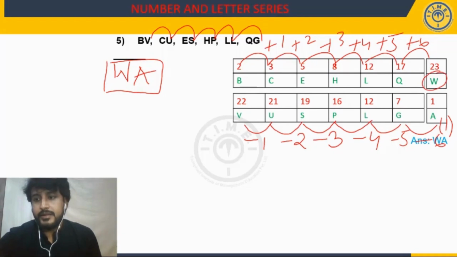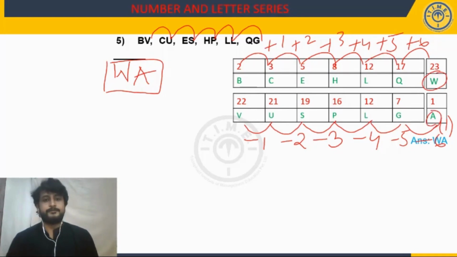W, A. And the logic is plus 1, plus 2, plus 3, plus 4, plus 5, plus 6 for the first set of letters. And for the second set of letters, minus 1, minus 2, minus 3, minus 4, minus 5. So here the group consists of two letters. If it is given with 3 letters or 4 letters, 5 or whatever it may be, the procedure will remain the same. Logic in the first letters, logic in the second letters, and logic in the third letters. Write the place values and check the difference or a little bit of product logic. That is enough.